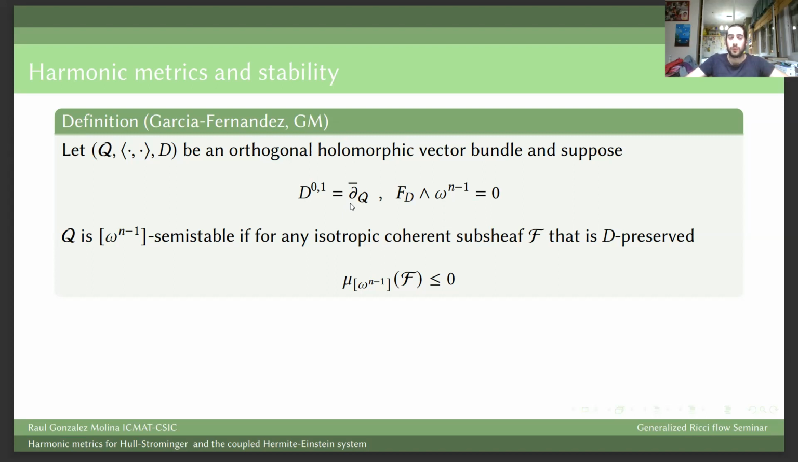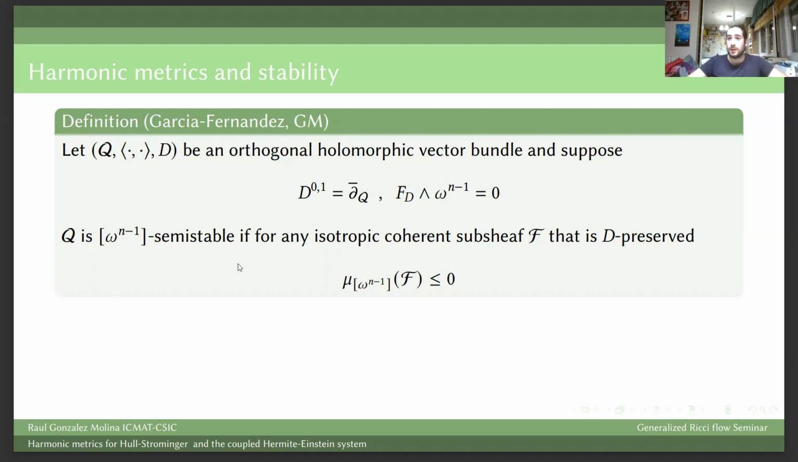by the Dolbeault operator. This is a holomorphic vector bundle, so I will assume the 0,1 part to be the Dolbeault operator of my bundle. This is what the Chern connection of the Hull-Strominger system gives me. So I say that such a bundle is semi-stable with respect to some balanced class if the following happens. For any coherent subsheaf F of the bundle that satisfies some compatibility with the pairing, isotropy being the most natural one, and that is preserved by this connection I am given, the slope of F is less than or equal to the slope of my bundle, which is 0. That's because of how my bundle is, the slope will be 0. So if for any such coherent subsheaf the slope is lower or equal to 0, I say it is semi-stable.